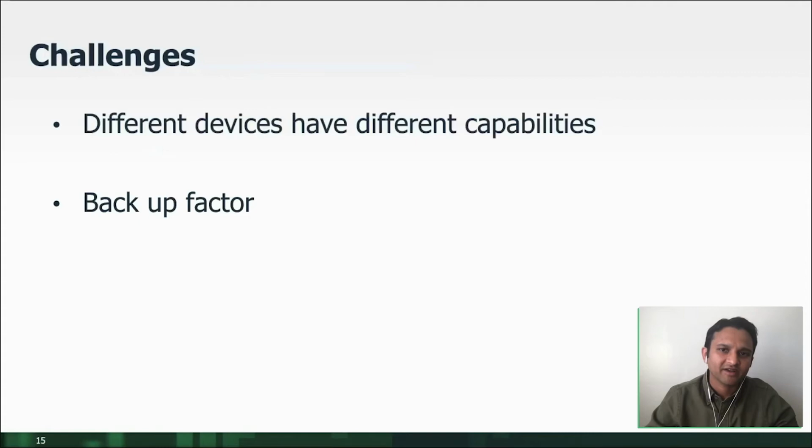Backup factor. This is still an ongoing challenge. How do we make sure that the users have an equivalent, secure, and usable authentication mechanism to access their account in case they do not have access to their primary authentication mechanisms or devices? Key rotation. We are talking about public key cryptography, and the standard cryptographic guidelines suggest that we always rotate the key pair at some point of time. However, it is not that trivial in this case.